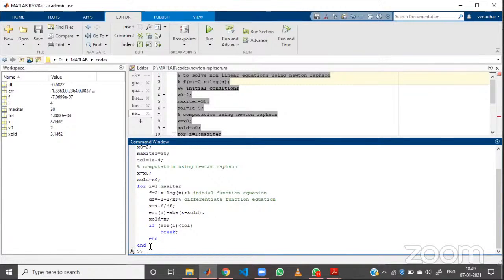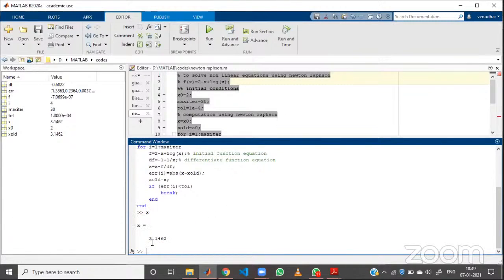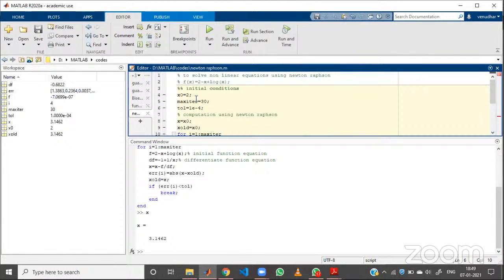See, what is the value of x? 3.1462. We got the other value of x. Okay, got it.